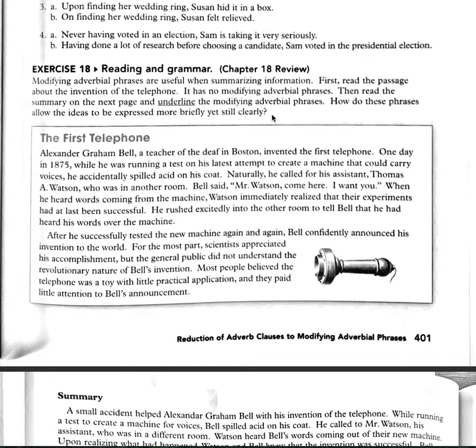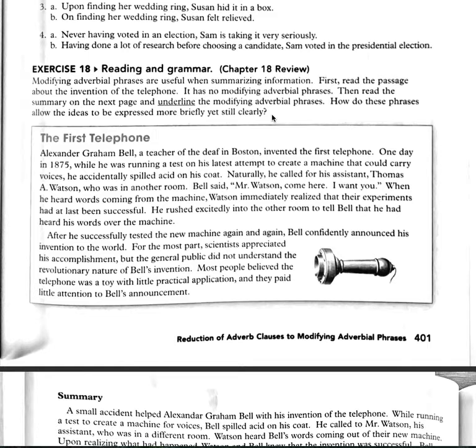So, the first telephone. Alexander Graham Bell, a teacher of the deaf in Boston, invented the first telephone. One day in 1875, while he was running a test on his latest attempt to create a machine that could carry voices, he accidentally spilled acid on his coat. Naturally, he called for his assistant, Thomas A. Watson, who was in another room. Bell said, "Mr. Watson, come here. I want you." When he heard words coming from the machine, Watson immediately realized that their experiments had at last been successful.